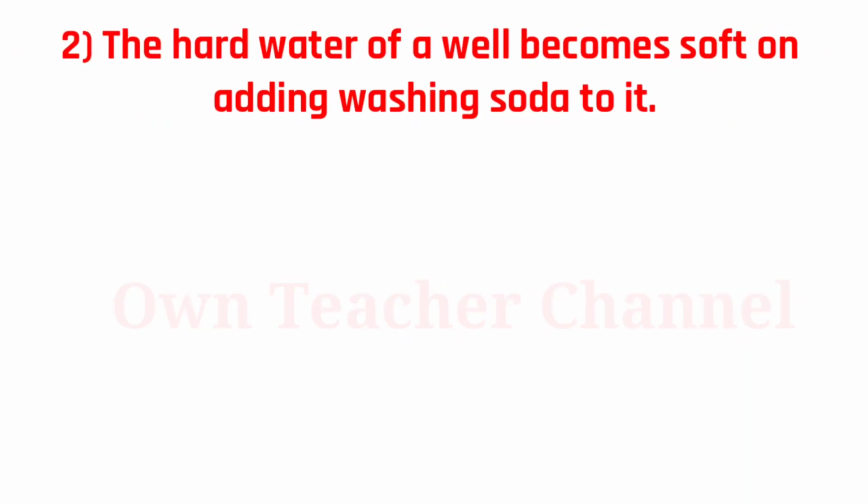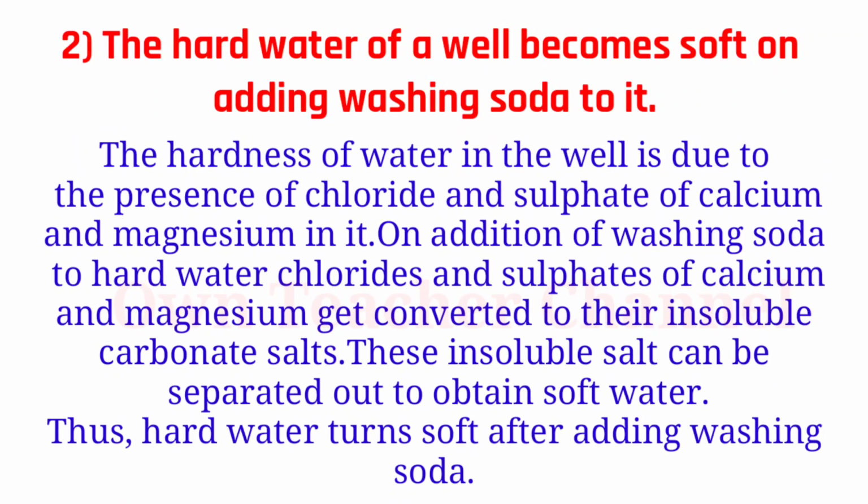2. The hard water of a well becomes soft on adding washing soda to it. The hardness of water in the well is due to the presence of chloride and sulfate of calcium and magnesium in it. On addition of washing soda to hard water, chlorides and sulfates of calcium and magnesium get converted to their insoluble carbonate salts. These insoluble salts can be separated out to obtain soft water. Thus, hard water turns soft after adding washing soda.